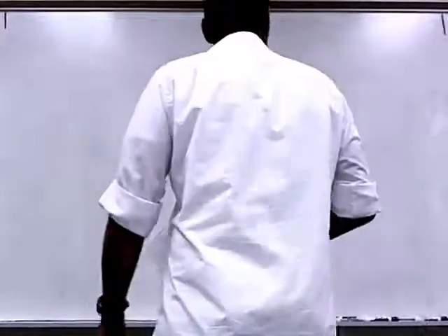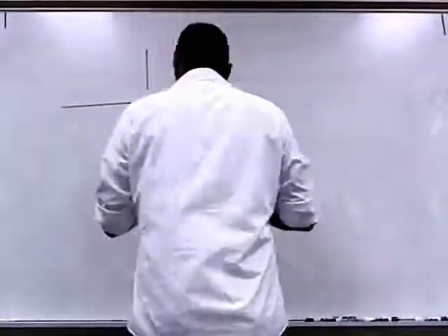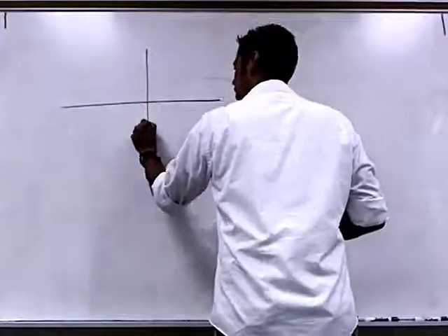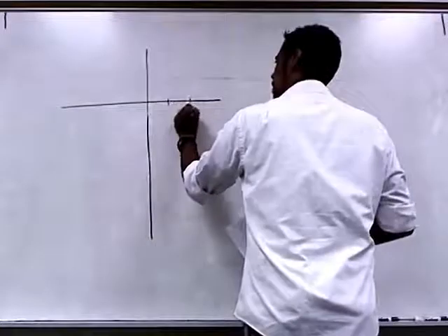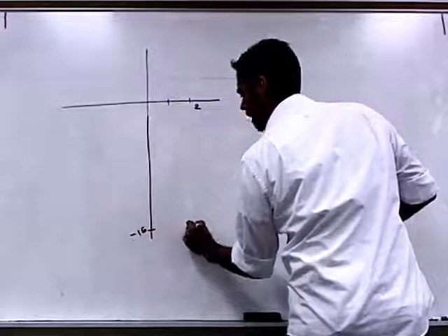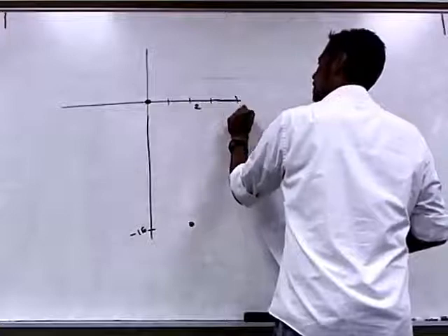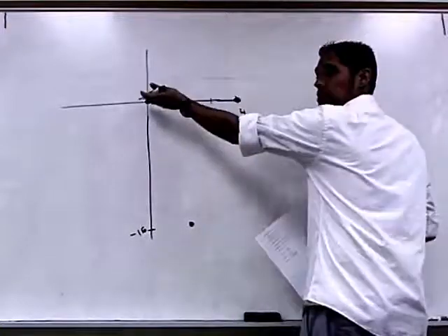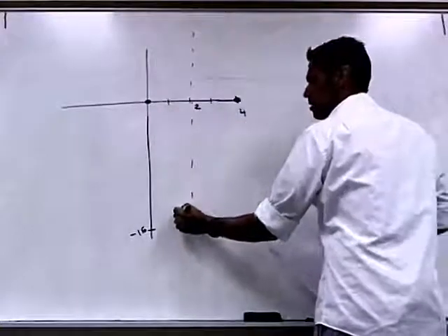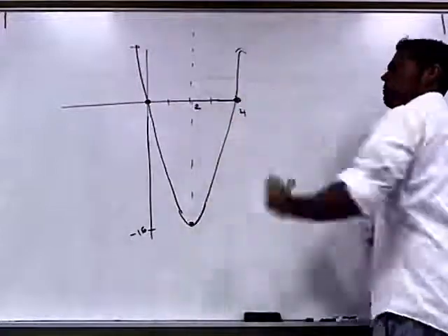All right, so graph. My vertex was 2, negative 16. My x-intercepts were 0 and 4. My y-intercept was 0. My axis of symmetry comes down here. It looks like a U. Like that. That good enough?